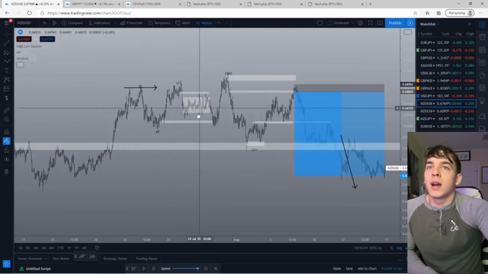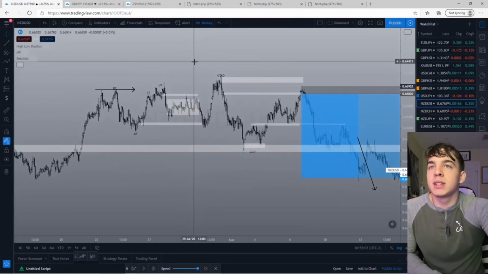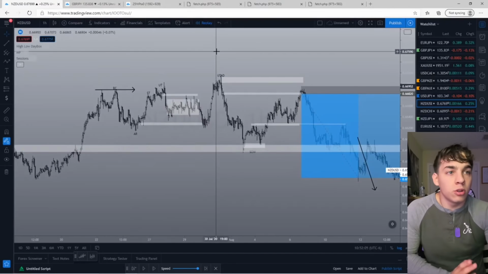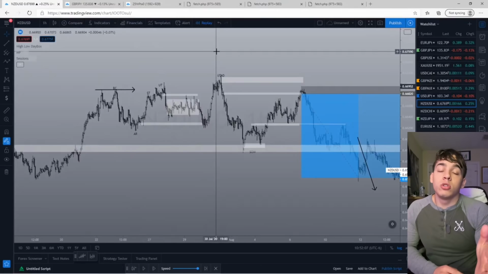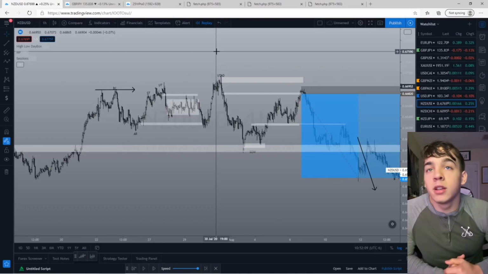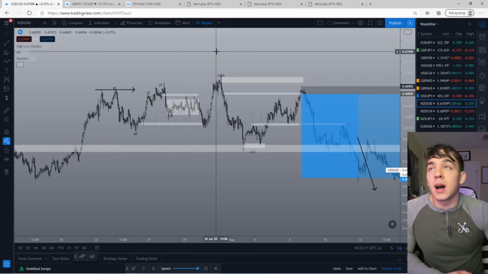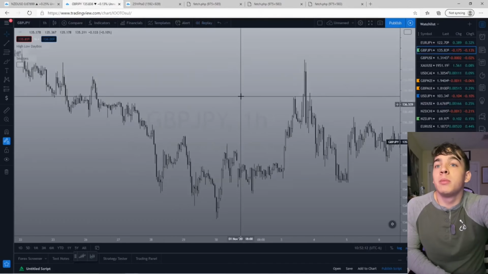Very simple Wyckoff schematic. Like I said, it's going to take a little bit of time to get used to, but once you get actually familiar with the method, once you train your eyes to see it, it's going to be a completely different ball game. I'll tell you that much, right? So next is going to be GBP/JPY.